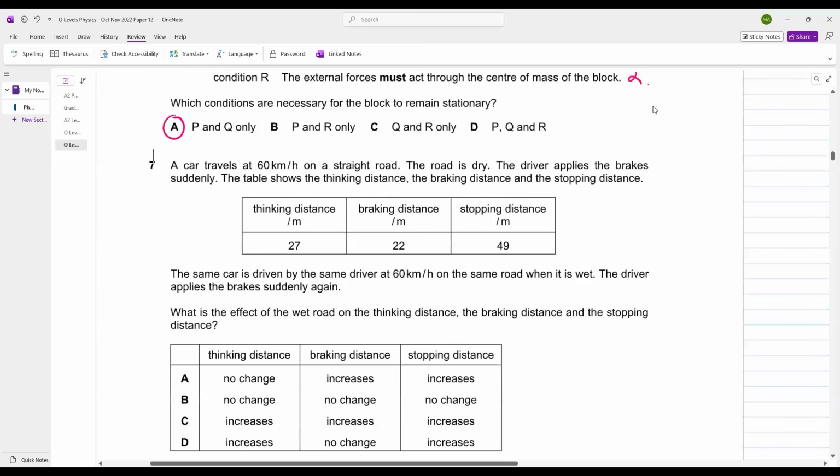A is your answer. A car travels at 60 km per hour on a straight road. The road is dry. The driver applies the brake suddenly. The table shows the thinking distance, braking distance, and the overall stopping distance. The same car is driven by the same driver at 60 km per hour on the same road, but this time the road is wet.